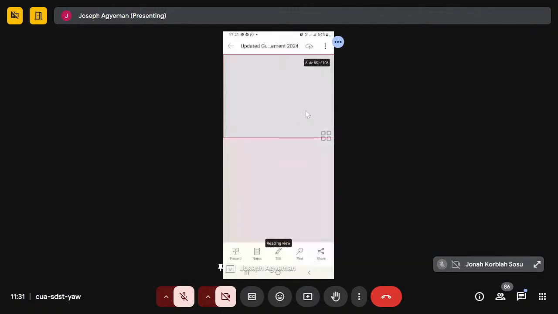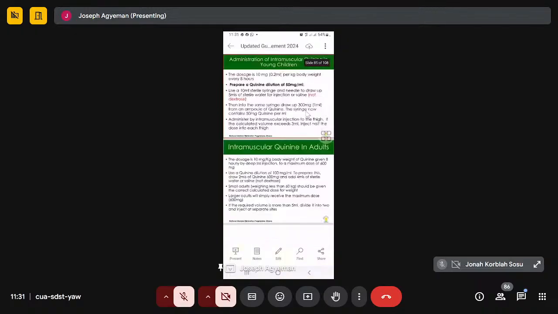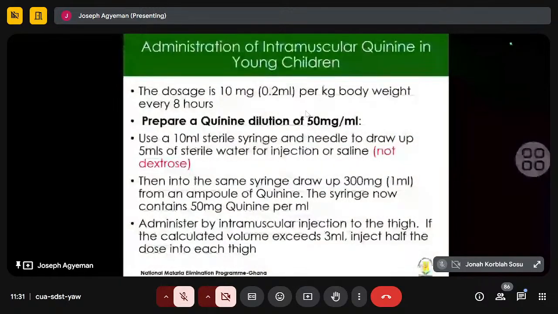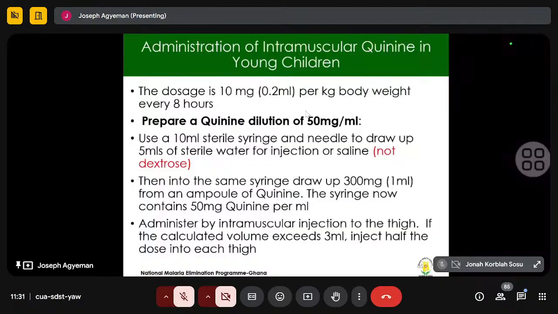Yeah, so the 2 mil ampoule contains 600 milligram of quinine. And for a child, you want to prepare half the concentration, as in you need 50 milligram per mil concentration. So with your 10 mil syringe, you draw 5 mils of either sterile water or normal saline for injection.